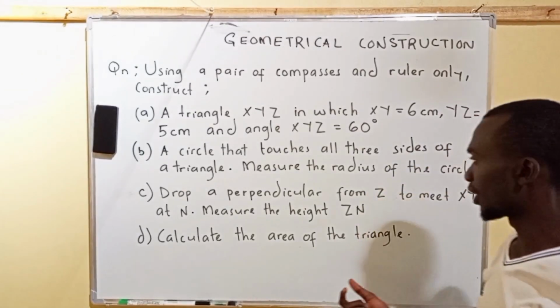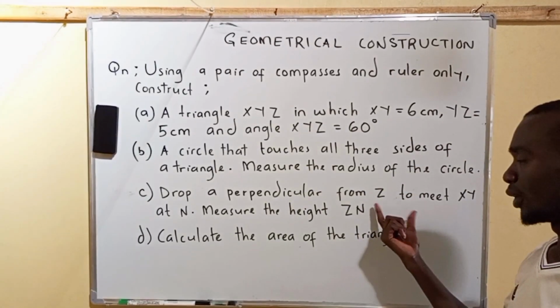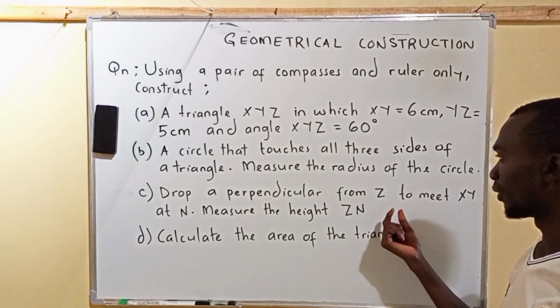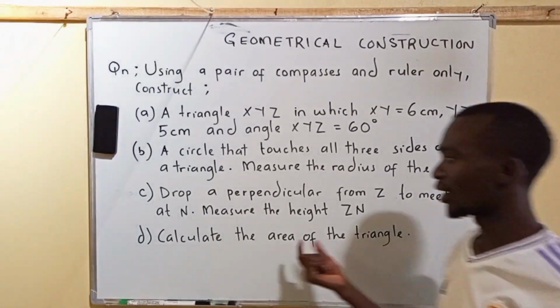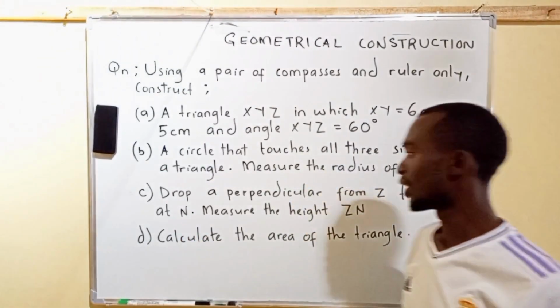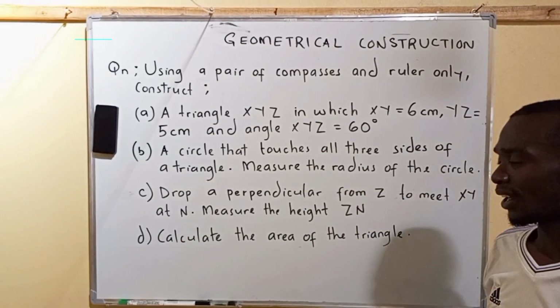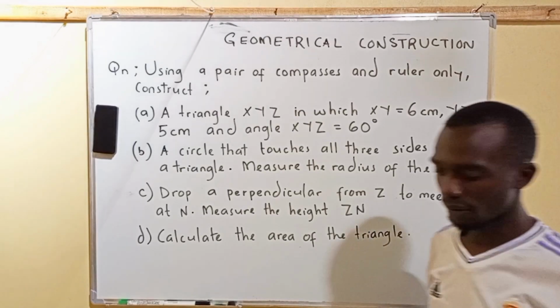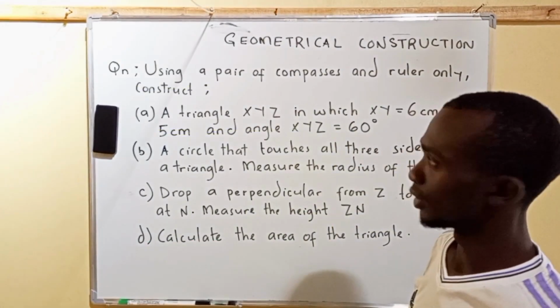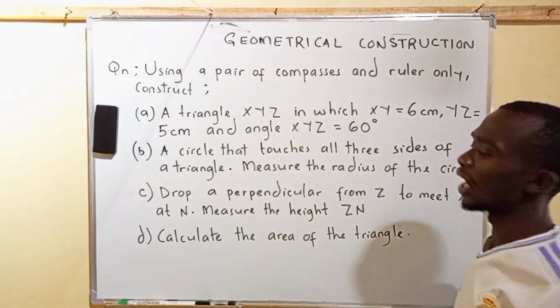Then we draw a perpendicular from point Z, one of the vertices of the triangle, to meet XY at a point N. Then we measure the height ZN. Then finally we calculate the area of the triangle. So the question is posted on the board.